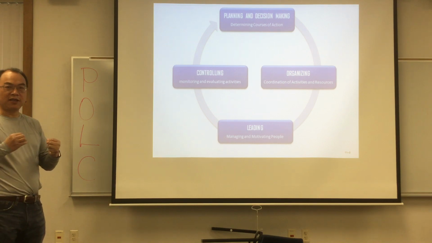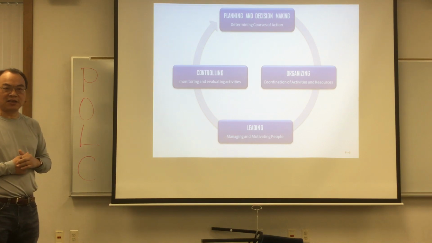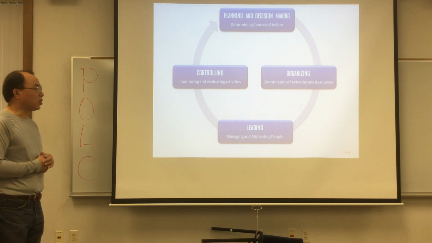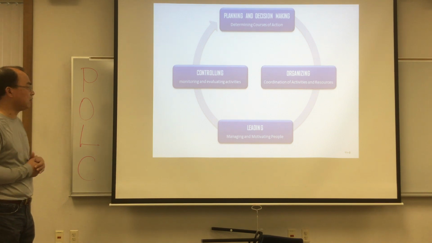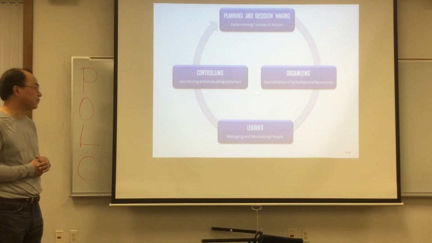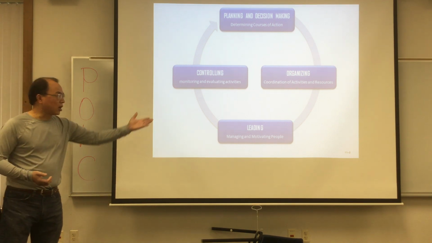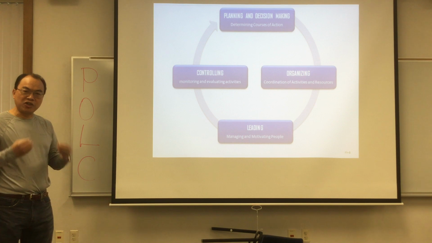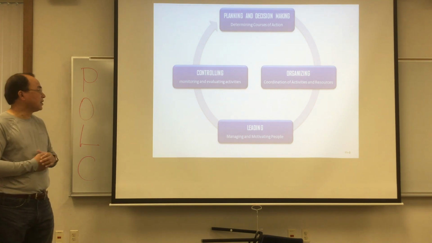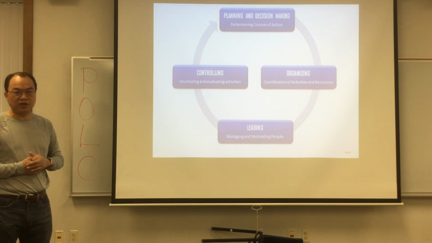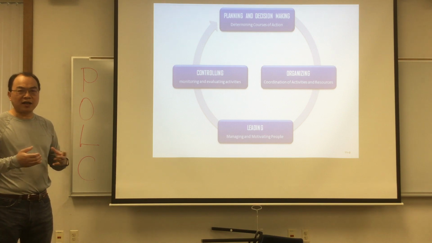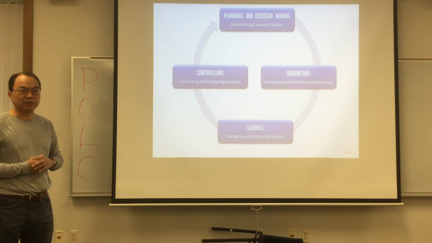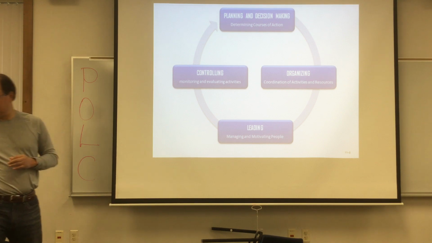The second major function of management is about how we coordinate all those activities and the resources we have. In about a week, I'm going to talk about leading, how to motivate people and how to manage them. And last, probably in two weeks, we're going to talk about controlling. That's the process of monitoring and evaluating activities. That means if you're not on track, then you need to do some readjustment. So let's go to organizing.